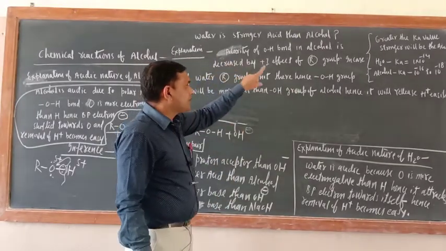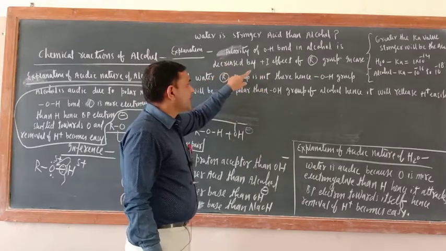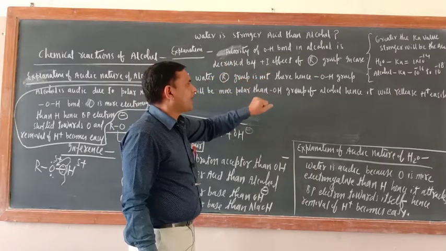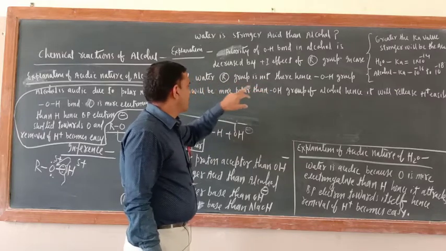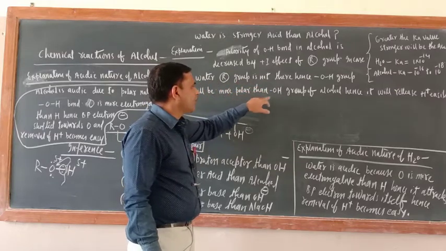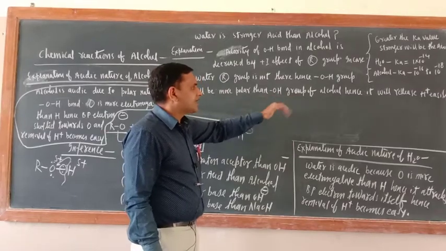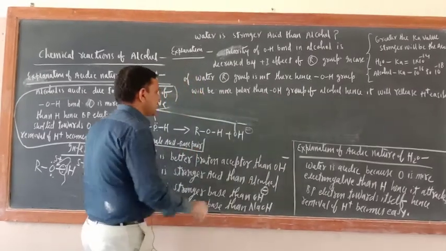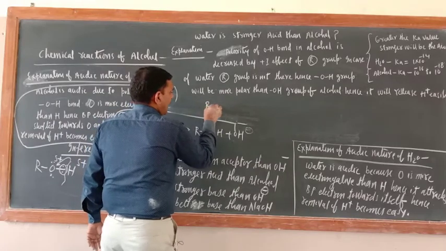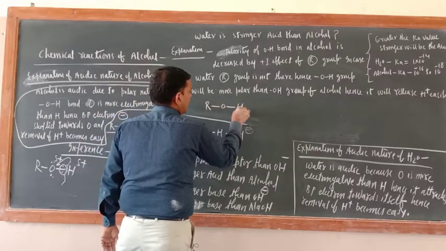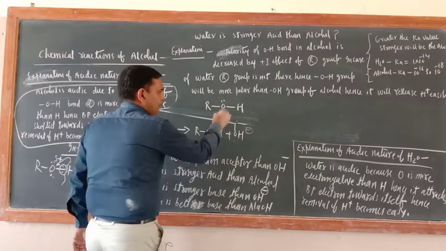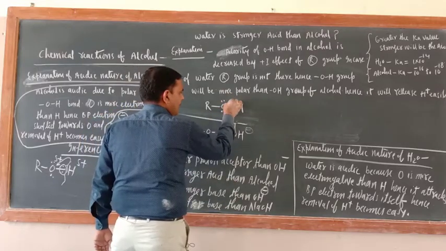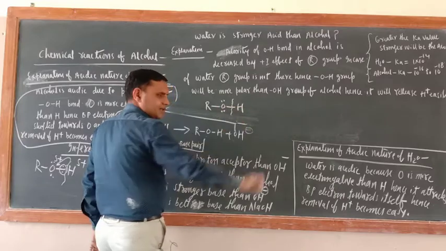Just see here. The polarity of the OH bond in alcohol is decreased by the plus I effect of the R group. In case of water, the R group is not there, hence the OH group will be more polar than the OH group of alcohol. Hence it will release H positive ion easily. Just see here, ROH. To be acidic, what should be there? The bond should be broken from here easily. Then only H positive will come out.